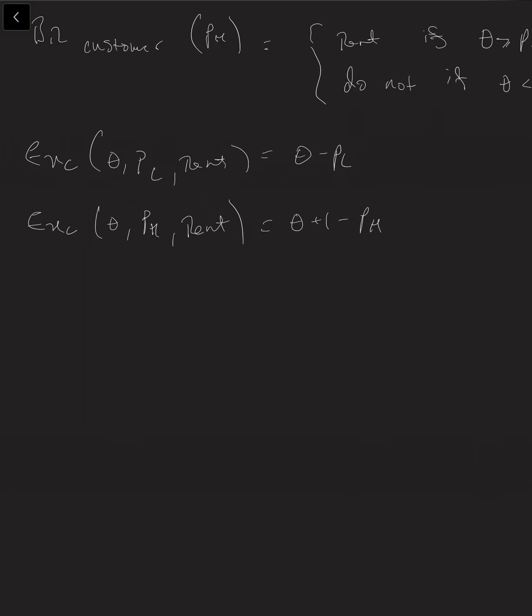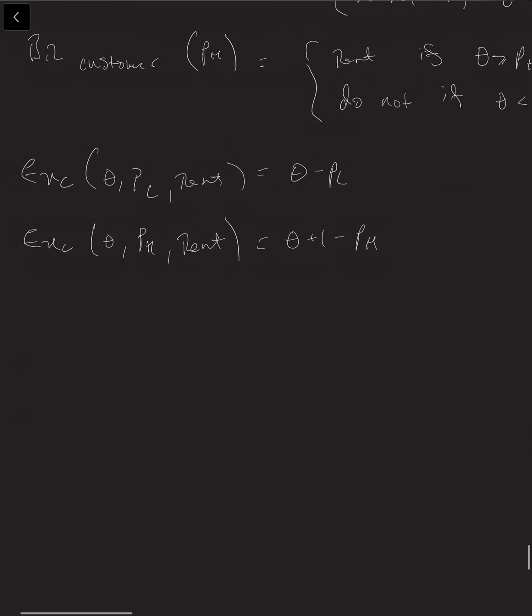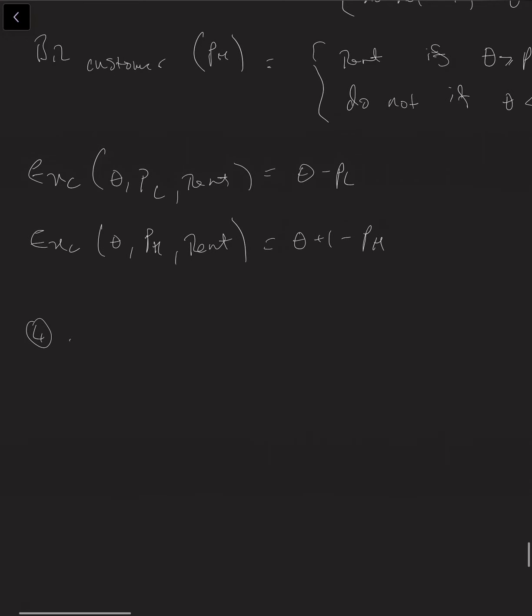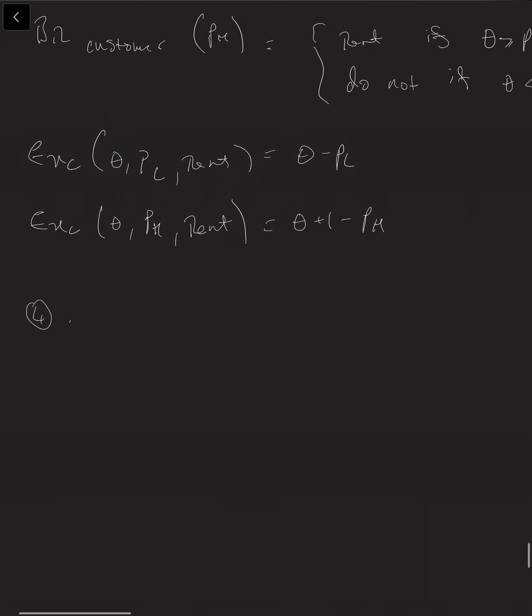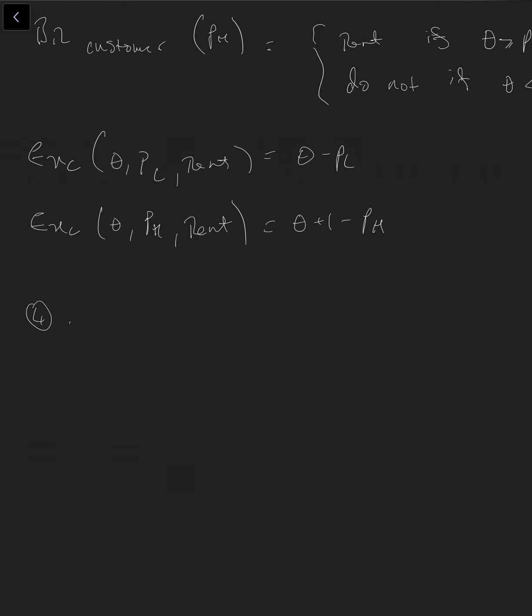Okay. Now we move on to our fourth step, where we're considering the appropriate ranges of PH and PL that preclude any deviation from equilibrium strategies. There are two classes of deviations we have to look for in the case of a separating PBE.